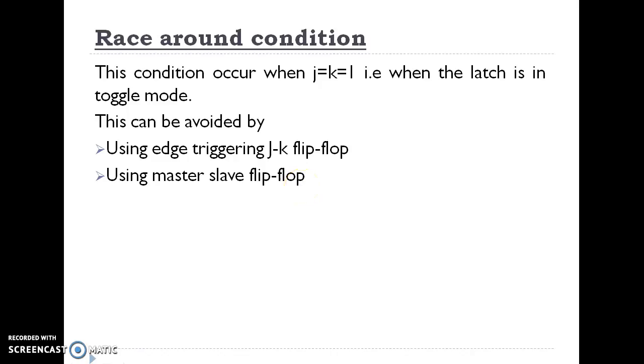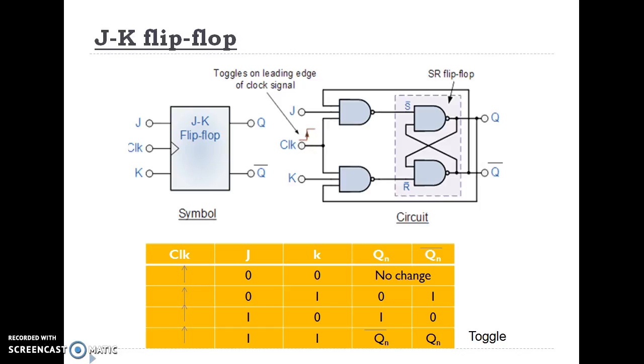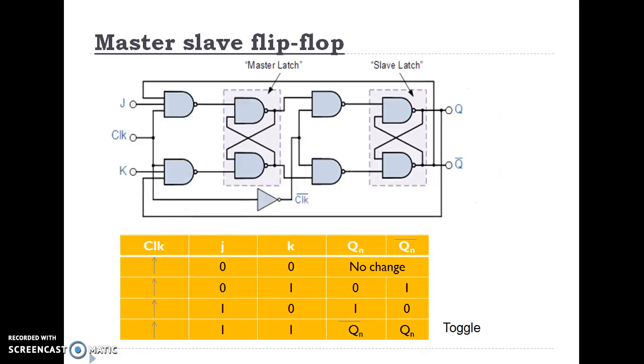In case of an edge triggered JK flip-flop, the output changes only at the edge of the clock pulse. Now let us see how we can eliminate the race around condition using a master slave flip-flop. In a master slave flip-flop, we have got an SR flip-flop, and it is connected to another SR flip-flop here. And here the clock is directly connected, and the clock is inverted and connected to the second SR flip-flop.